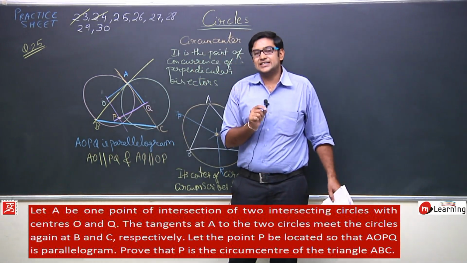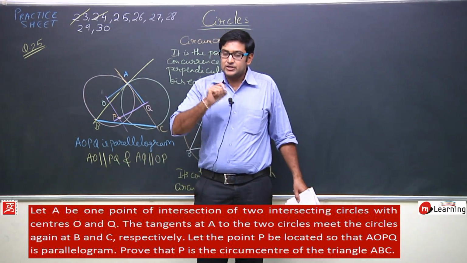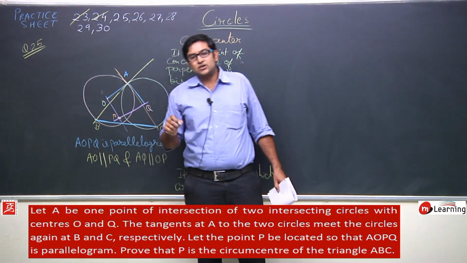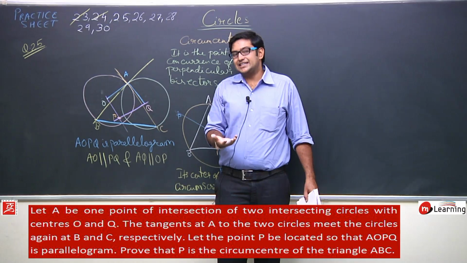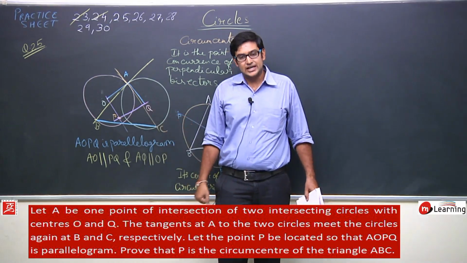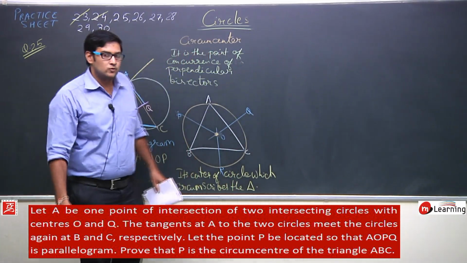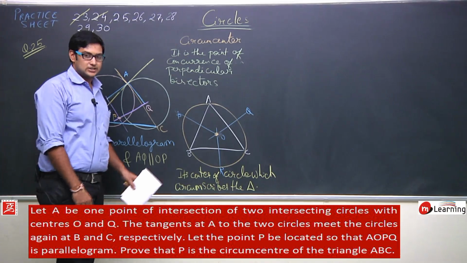That P point is basically the point of intersection of perpendicular bisectors. So if somehow I prove that P is the point of intersection of perpendicular bisectors, then I can very easily say that P is the circumcenter of this triangle. Okay, so let us try to prove this. Let us try to prove that P is the intersection of perpendicular bisectors.